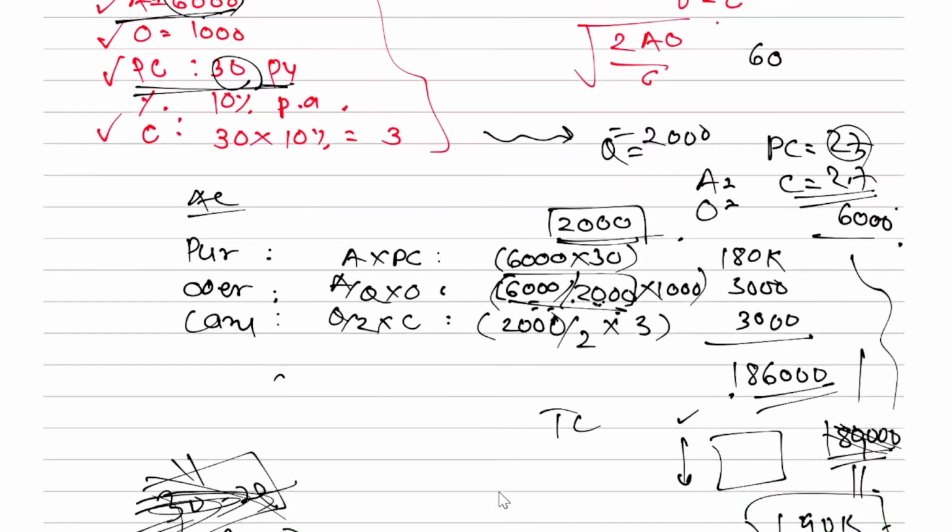Like 6,000 is something you need in 1 year. Order quantity is 2,500. So 6,000 upon 2,500, the answer is 2.4. Will you place 2.4 orders? How is it possible? Either 2 orders are possible or 3 orders are possible. So sir, how many orders are possible?